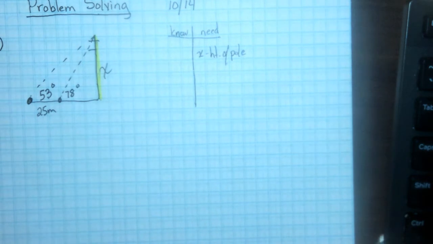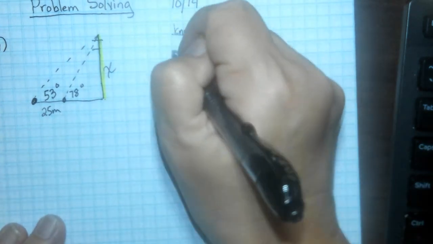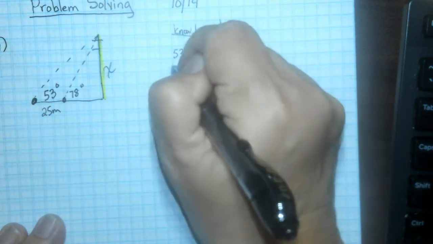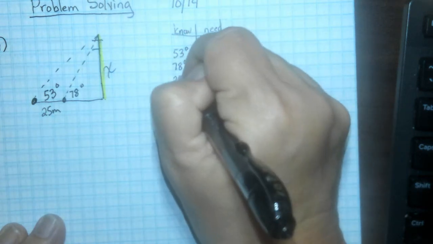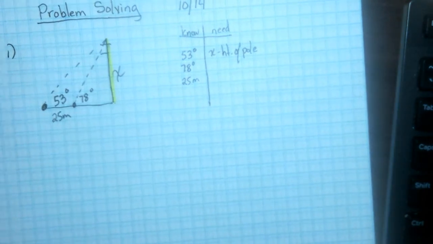And guys, when you make your little T-chart, you don't have to write in complete sentences. This is like notes for yourself. It's kind of like a brainstorming thing. What do we know? Well, we know 53 degrees, 78 degrees, 25 meters, right? We've got those three pieces of information.